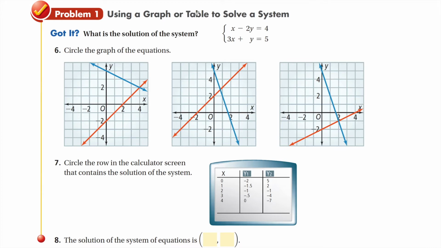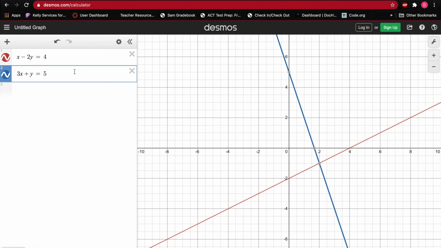Using a graph or table to solve a system. What is a solution of the system? The system that they give is x minus 2y equals 4 and 3x plus y equals 5. So question number 6. Circle the graph of the equations. If I were to take this system and plug it into Desmos, we would get something that would look very similar to this.